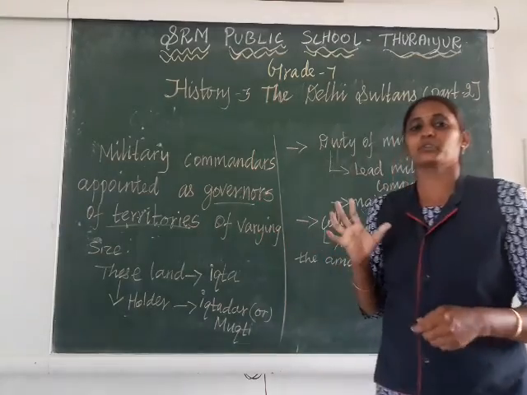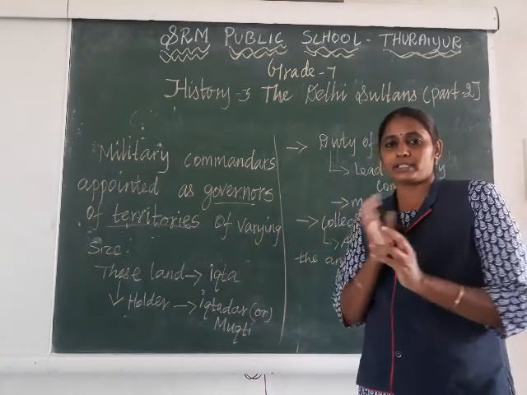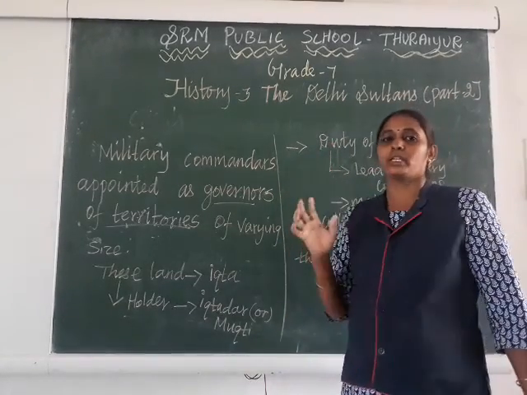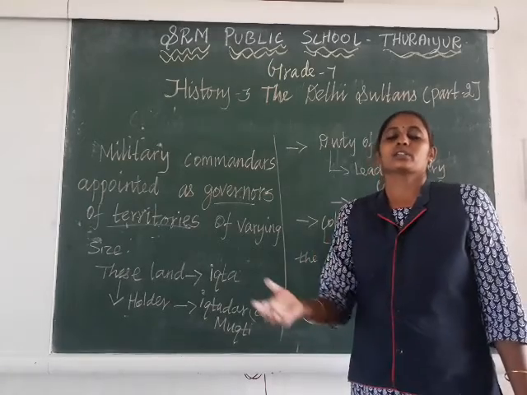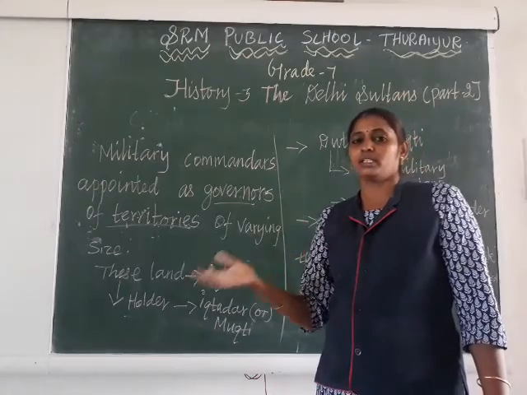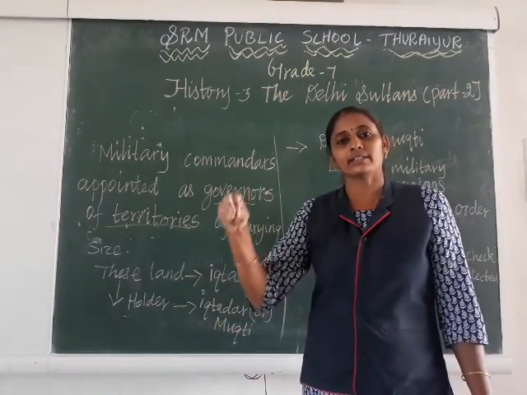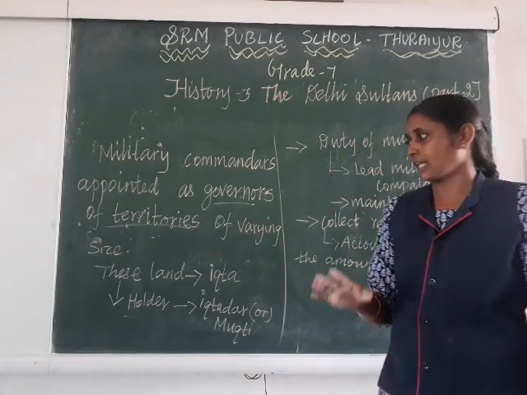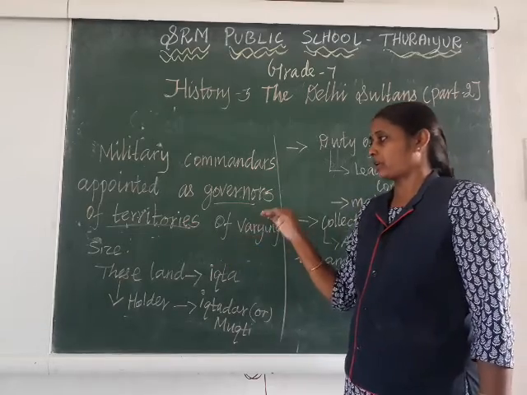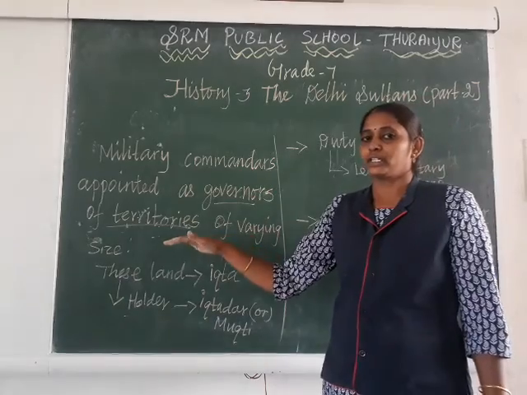Last year we studied about the Samantas. The king allotted a land of a particular size. In that land he wanted to maintain an army, to support the king in the time of war, and in return he had the right to collect tax. Like that we discussed. It is the same here also. So the military commanders were appointed as governors of territories.